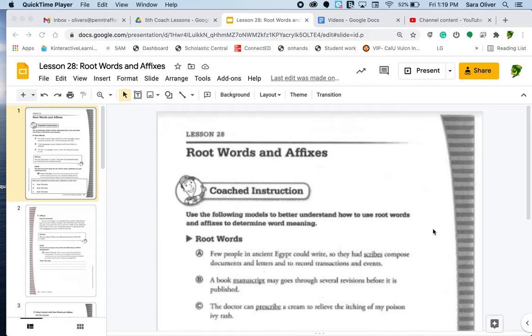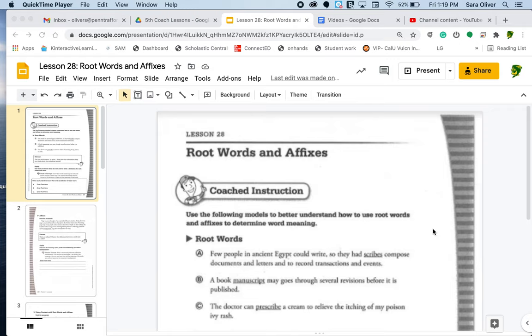For example, if my root word was view, I can add a prefix and make it preview. Pre is the prefix and view was my root word. I could also take that root word view and add a suffix to the end and make it viewable.